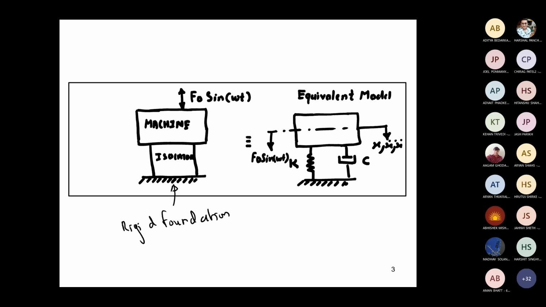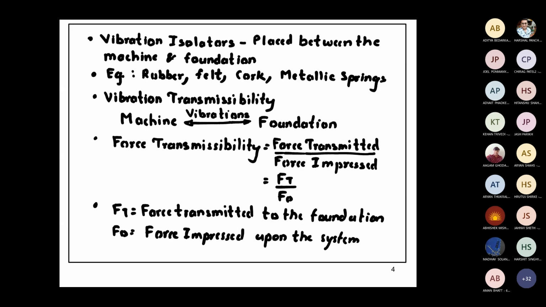Okay, and so here is a machine to which a harmonic force is applied, and in between the machine and the foundation there is an isolator, and that can be mathematically modeled as a spring, mass and damper system. The isolator will have some stiffness as well as some damping properties. Examples of the isolators are rubber, felt, or metallic strips. All these can serve for providing stiffness as well as damping.